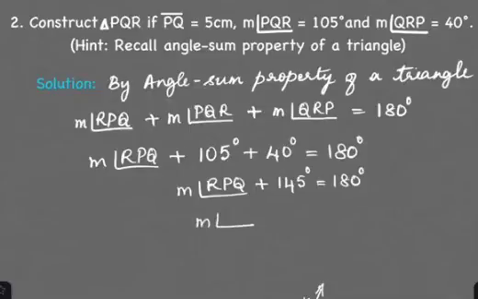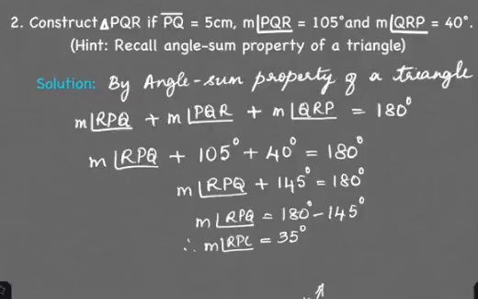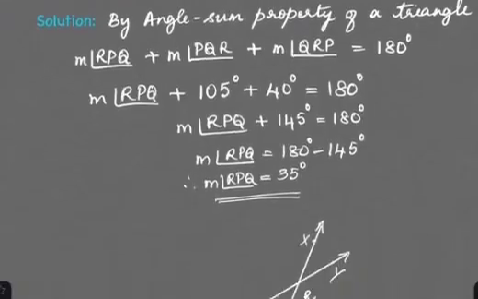Therefore, angle RPQ is equal to 180 degrees minus 145, because I am taking this 145 to the other side of the equation, so it will get a negative sign. So 180 minus 145 is nothing but 35. Therefore, measure of angle RPQ is equal to 35 degrees. Now, with this, we will form a rough diagram.